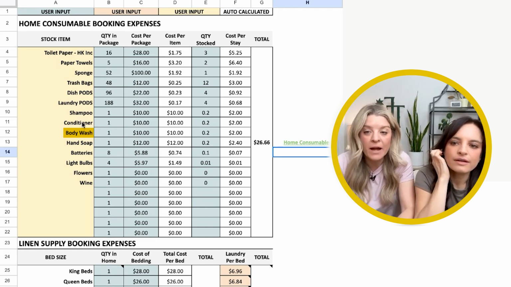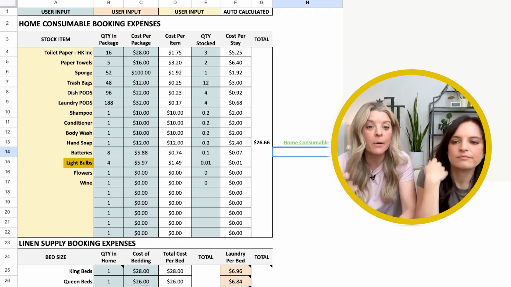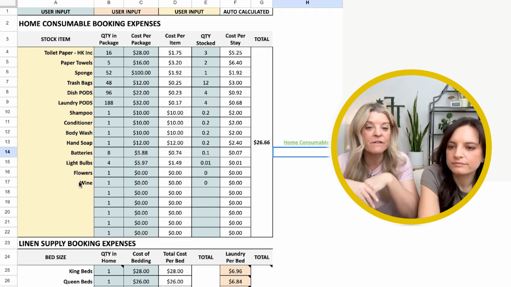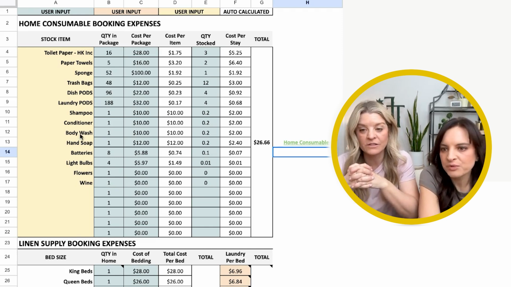So shampoo, conditioner, body wash, hand soap, batteries, light bulbs, maybe you leave flowers, maybe you leave wine, maybe you leave chocolates. This is where you can fill in those gifts for your guest. I do want to show you what I did here.